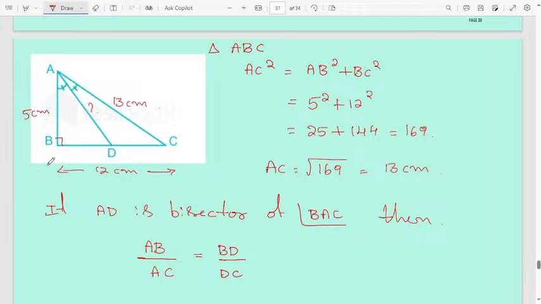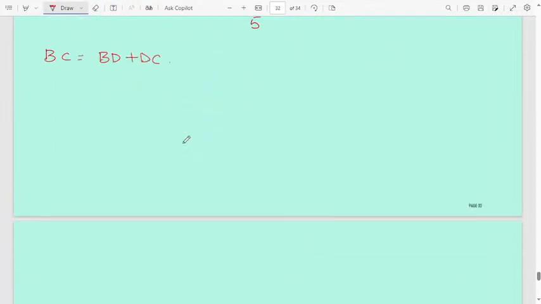Since AD is a bisector of angle BAC, use the ratio property: AB divided by AC will be equal to BD divided by DC. Then the full length BC will be equal to BD plus DC. That one only I wrote here. Then substitute here, you will get the value.